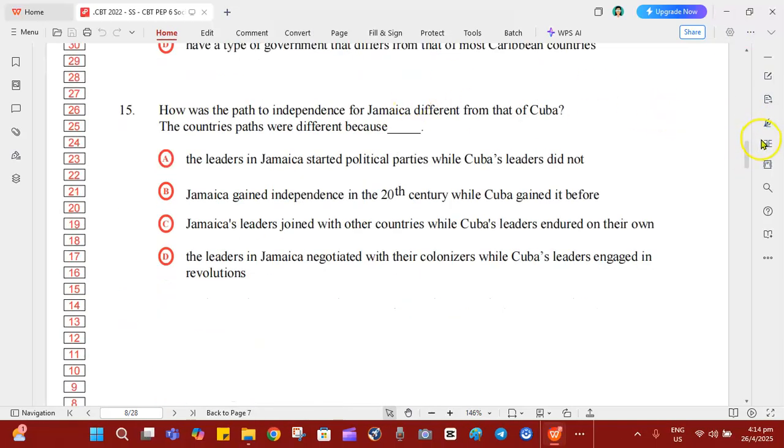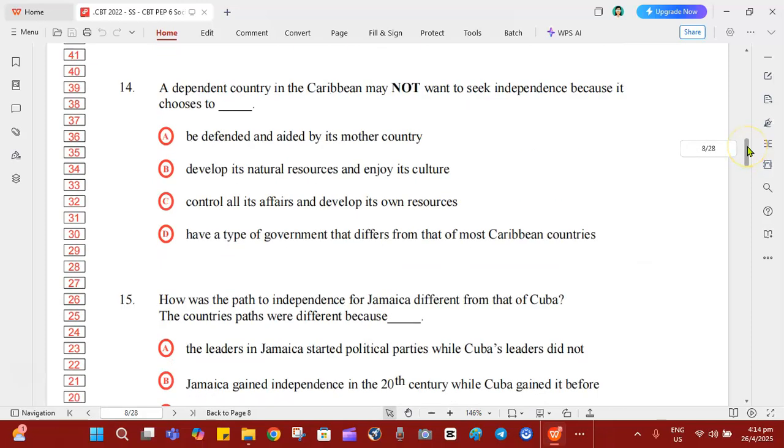14. Oh, gone past it. Hold on. A dependent country in the Caribbean may not want to seek independence because it chooses to do what? So remember now, the country is dependent. Why would a dependent country not want to be independent? Is it because it wants to be defended and aided by its mother country? Remember, the mother country would be the country that is in charge of the dependent country, like we once had Britain as our mother country before we got independence.